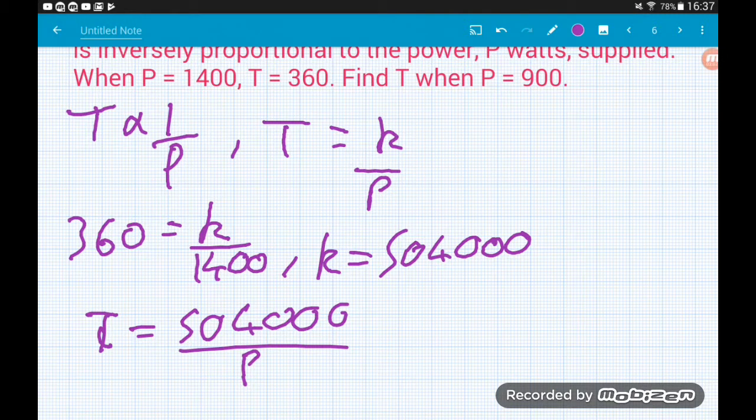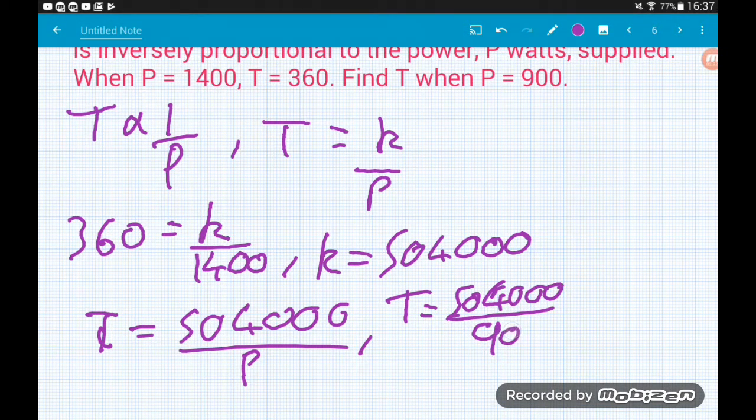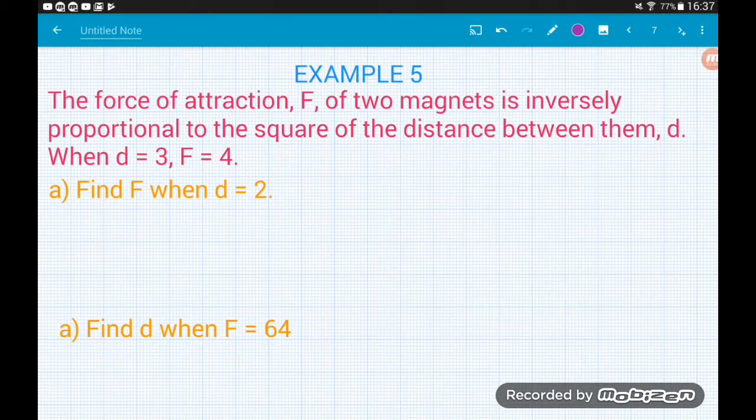So then we can finish off the question, find T when P equals 900. To do that, we just substitute in P equals 900. So we get T equals 504,000 divided by 900. Now definitely use your calculator again, and you will get 560 seconds. And that's our answer. Okay, we're going to look at one more question.